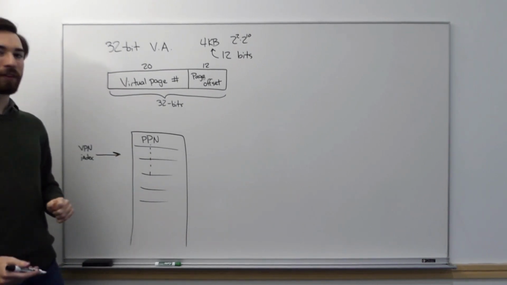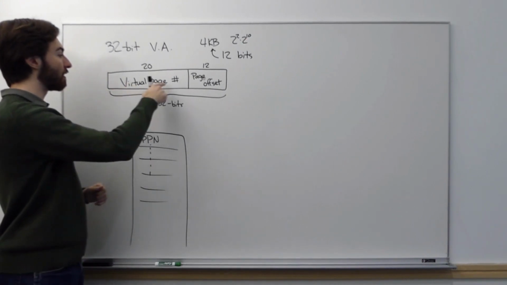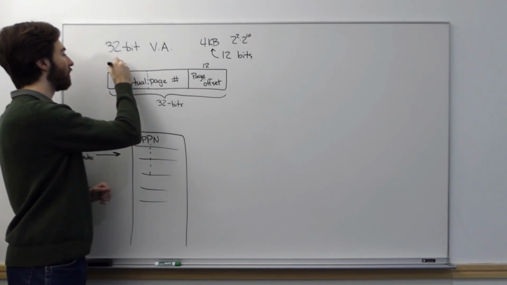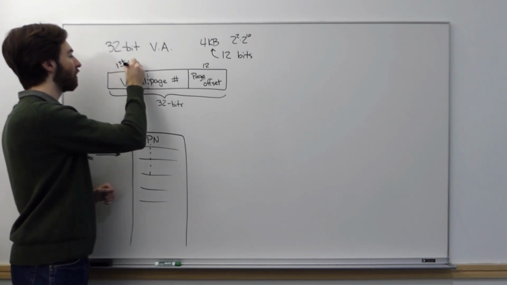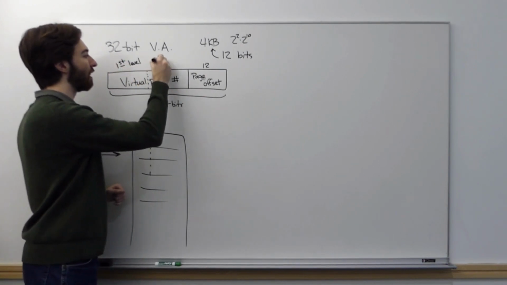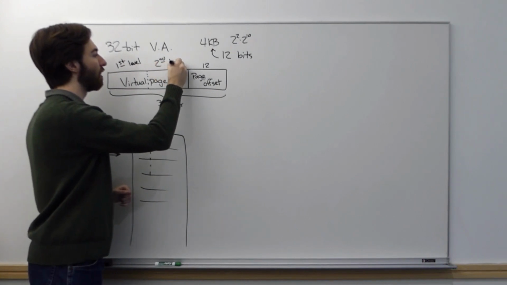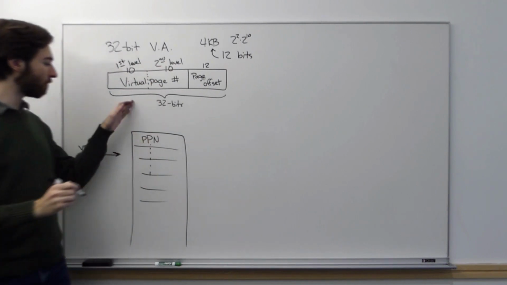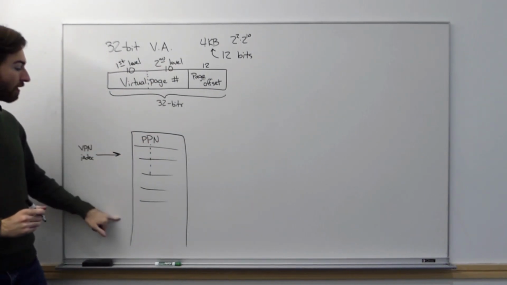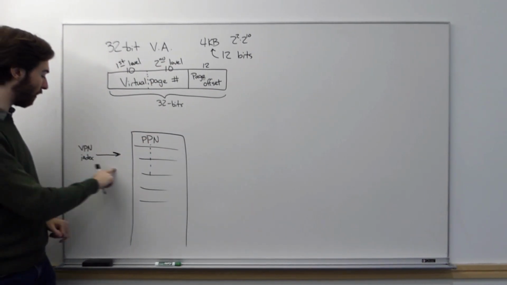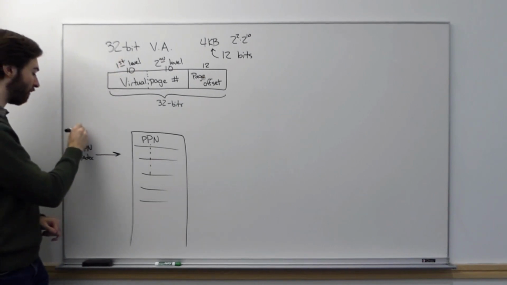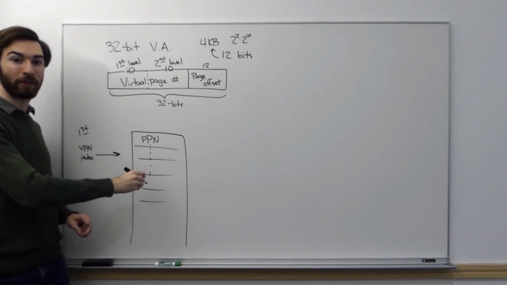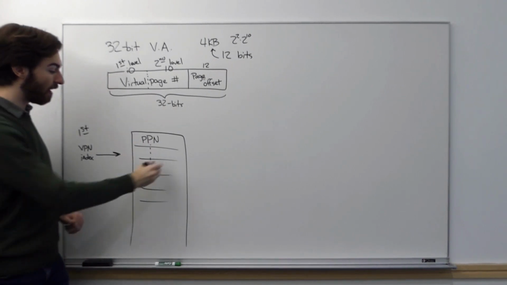So to go over how this works, let's say this is the virtual page number, and we split it up into 2 parts. The first level and the second level. And in this case, let's just assume that both of those take 10 bits. Then we could have our first level page table that we index into with our first level bits. We would index into our first level page table like that.